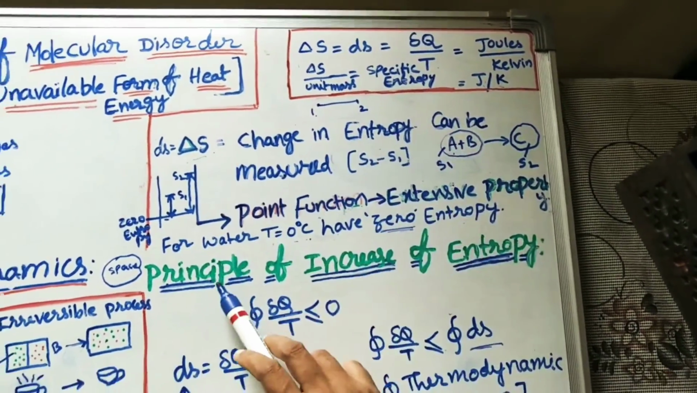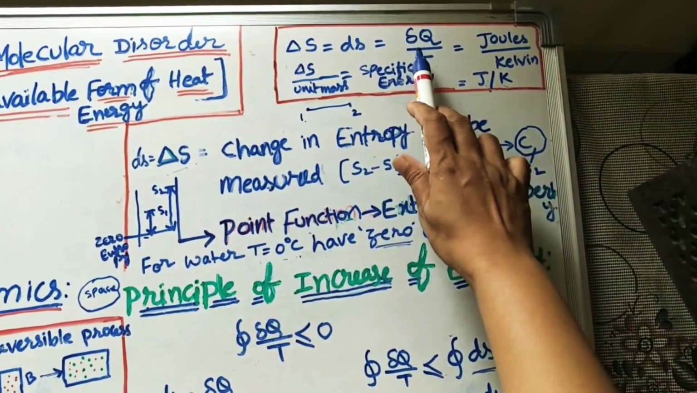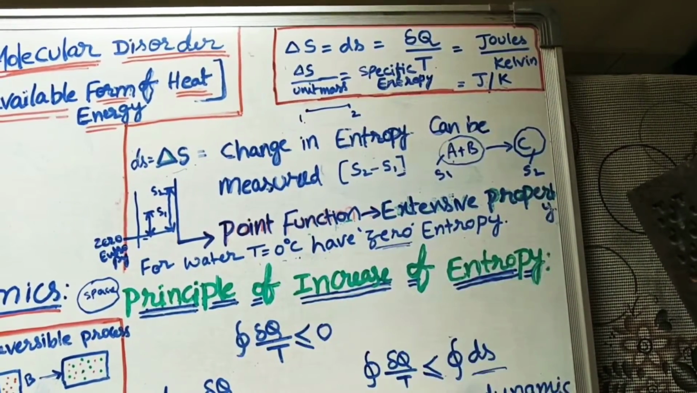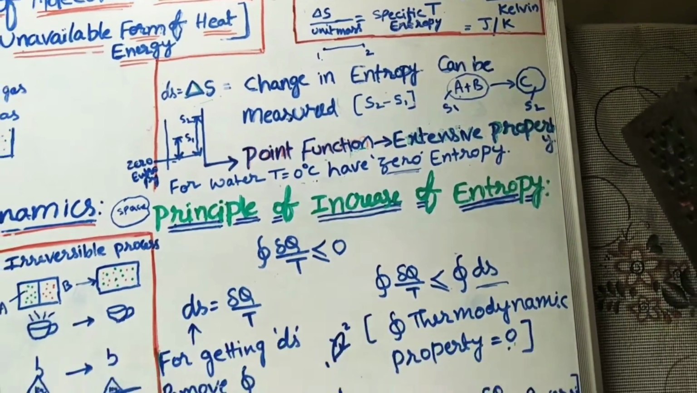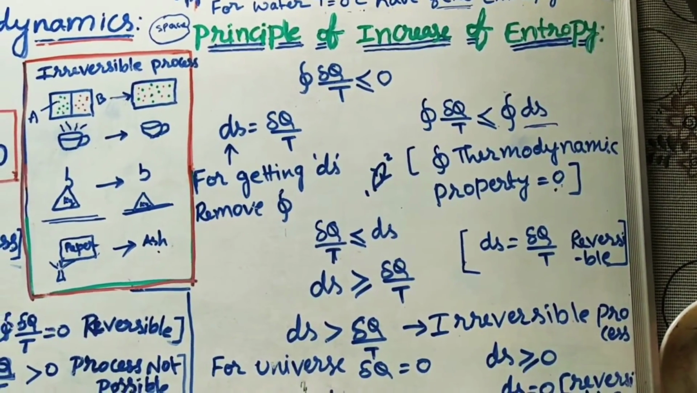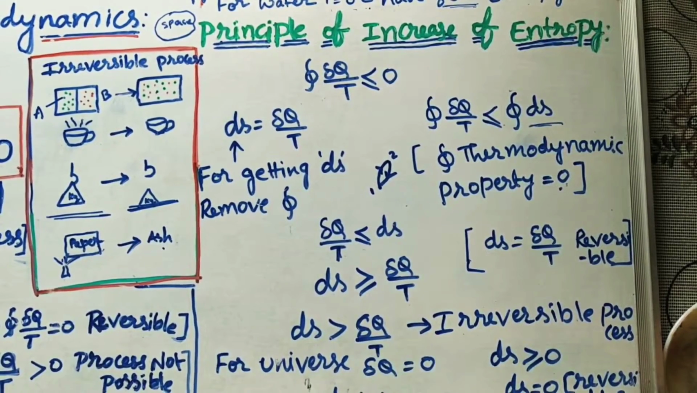According to this principle, the heat exchange is always more in the universe. Because of this larger quantity, entropy is also increasing. Entropy of the universe is increasing every time. It is the principle of increase of entropy. So how can we explain that? By using the Clausius inequality.